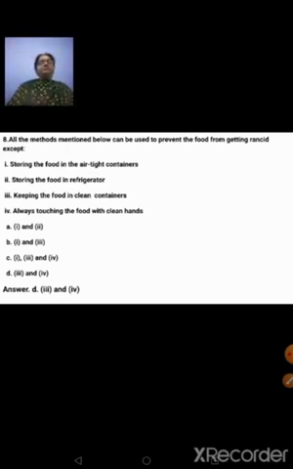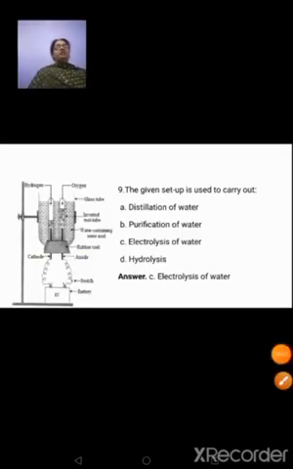Clear? Next, the setup shown here, what is that used to carry out? Which among the following processes? Distillation of water, purification of water, electrolysis of water, and hydrolysis of water. See, it is easily shown there. Hydrogen and oxygen gases are getting collected in those test tubes from water. So this setup shows electrolysis of water.